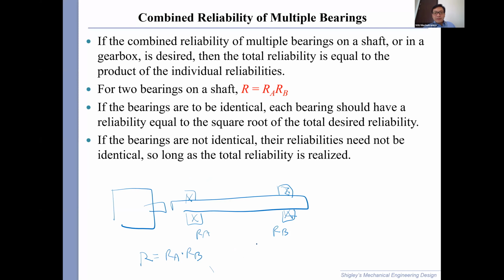So if you have two bearings, they're identical. So you have to multiply them and say you want the total reliability.